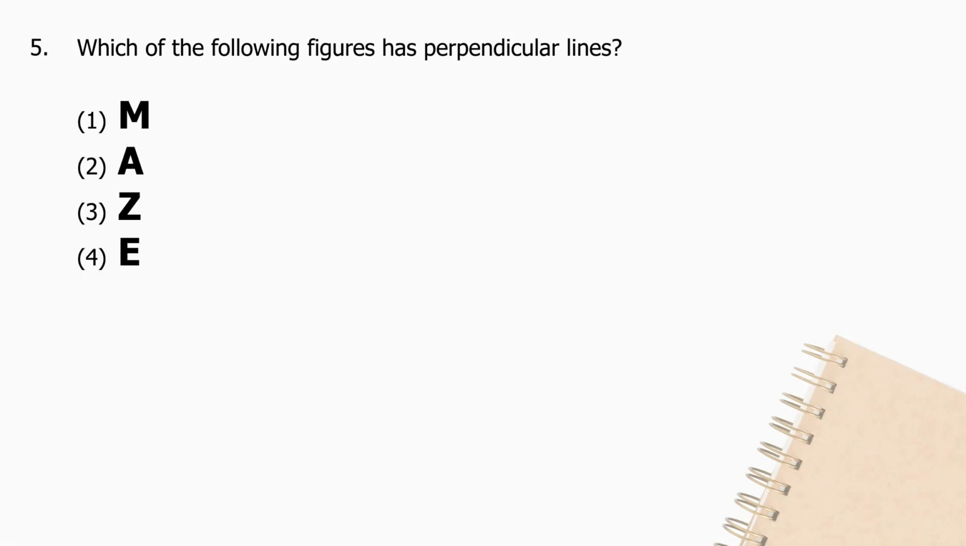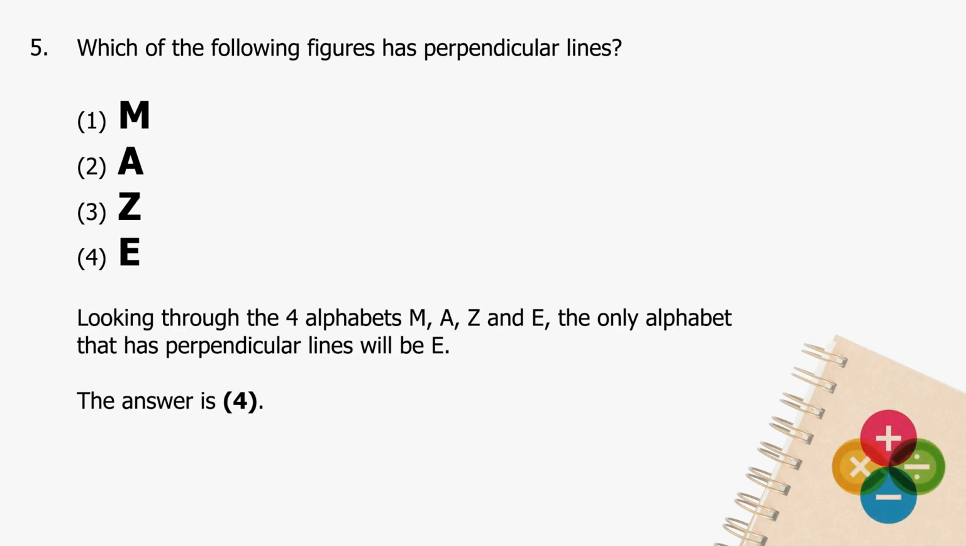Question 5. Which of the following figures has perpendicular lines? Looking through the 4 alphabets M, A, Z, and E, the only alphabet that has perpendicular lines will be the letter E. The answer is 4.